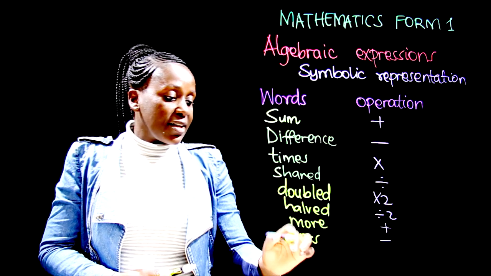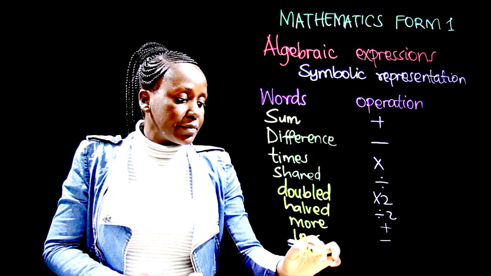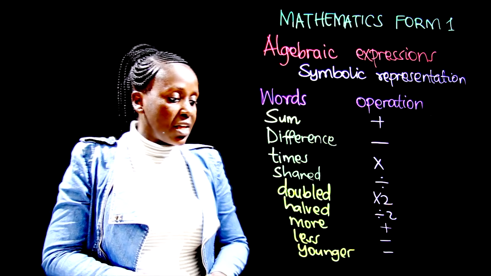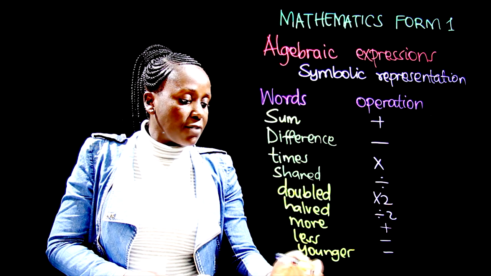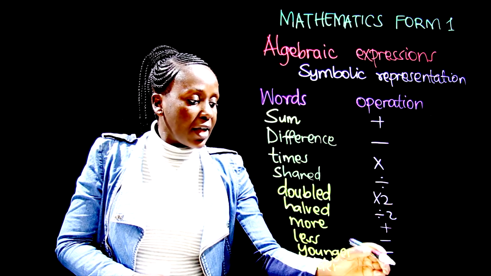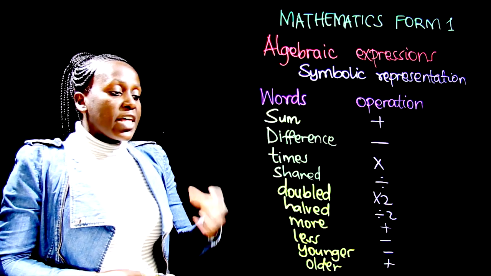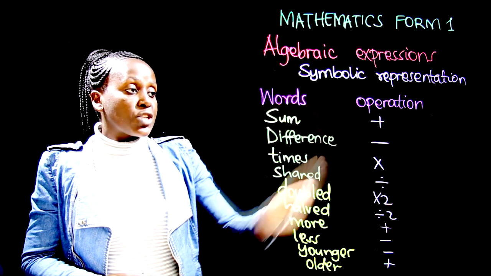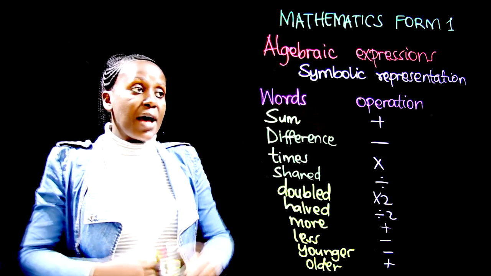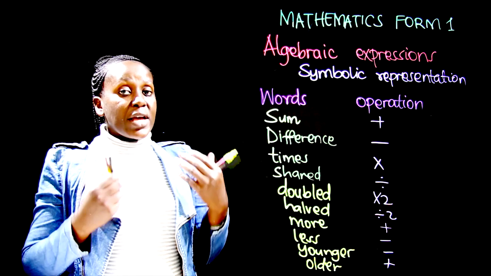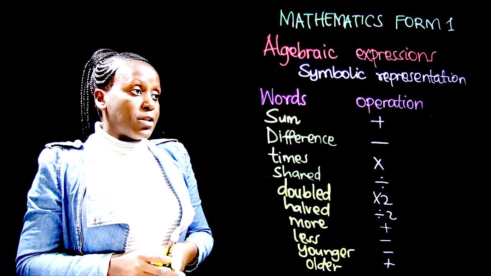The other word is younger, which requires that we subtract. Then we also have older, which requires that we add. So based on the meanings of these words, they guide you on the operation that you should take when you are trying to come up with an algebraic expression given a word problem.